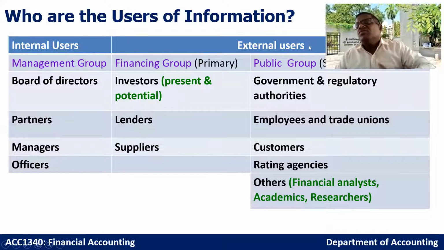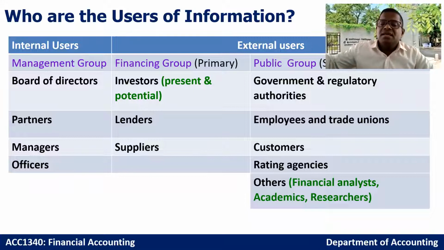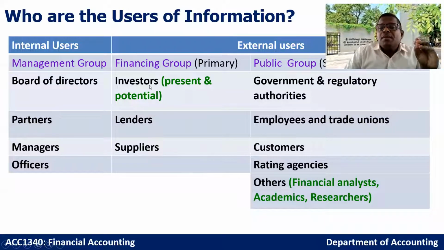So external is any party who does not have access to data and information. Of course, investors. Here you have to remember, investors in the sense of listed companies, the shareholders, lenders, suppliers, government and regulatory authorities, employees and trade unions, customers, rating agencies, others. All these are external. But we can have different classifications of external users, primary and secondary.